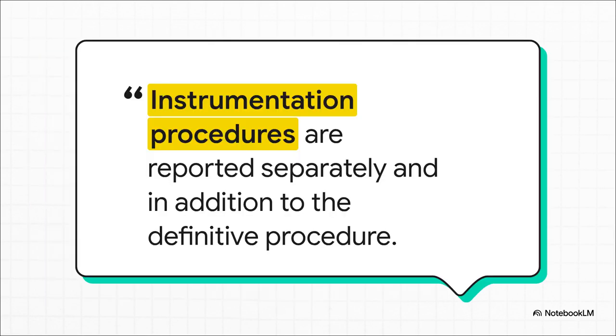And here is your absolutely crucial survival rule for the zone, pulled straight from the CPT guidelines. Instrumentation procedures are reported separately and in addition to the definitive procedure. That means instrumentation codes are always add-on codes. You literally never code them by themselves. They are always attached to your main arthrodesis procedure.